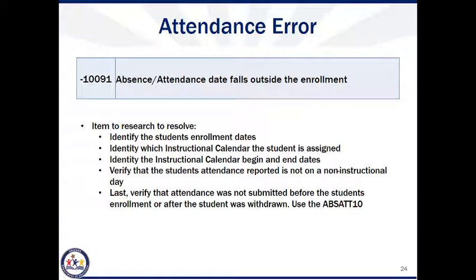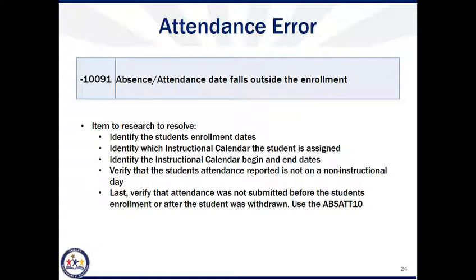Next one that we see is absence or attendance falls outside of the enrollment. The first thing we want to do to resolve this issue is identify the student's enrollment dates and which instructional calendar the student has been assigned. If you are attending a high school and you have multiple tracks at that one school, you want to make sure you're looking at the right calendar so we can verify the attendance. We want to make sure the attendance reported is not on a day that is not in session, like the 4th of July, Veterans Day, or a day that you've said is a teacher in-service day, and you're reporting that student as absent.